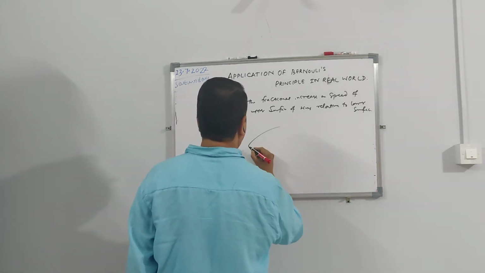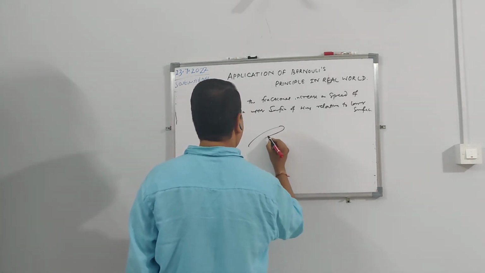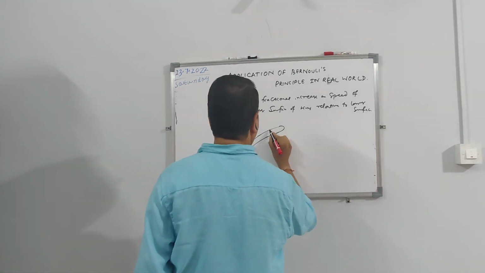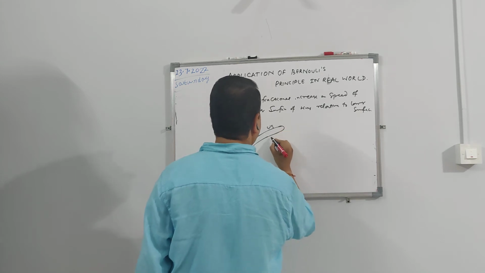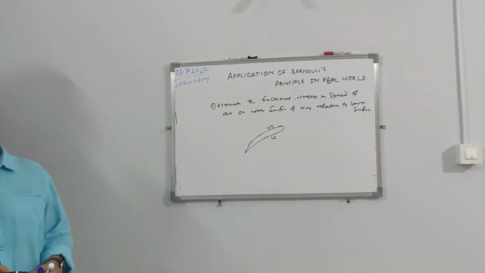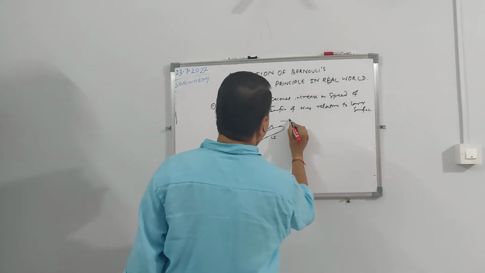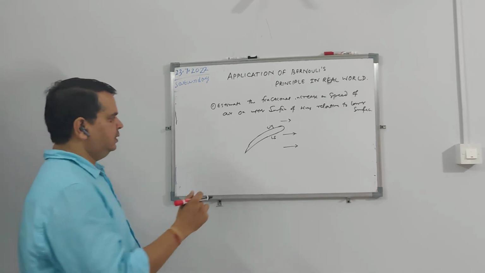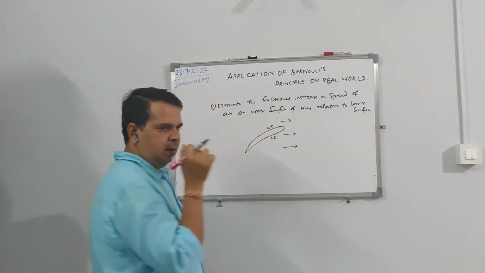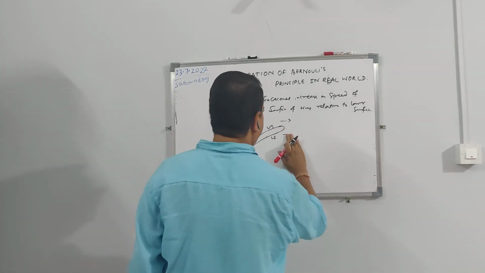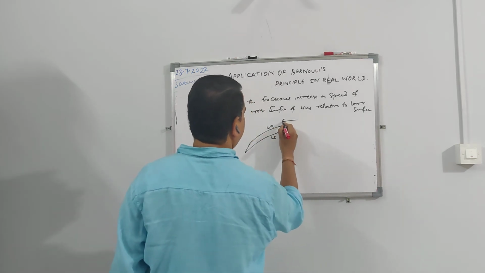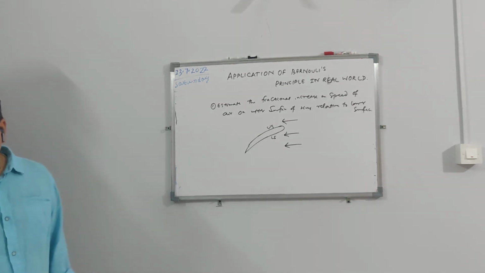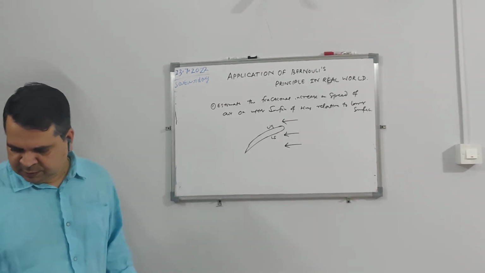Let us draw the wing. This is my wing. Let us say this is my upper surface and this is my lower surface. The aircraft is moving, so the air will approach like this. It will cut the air like this, right?